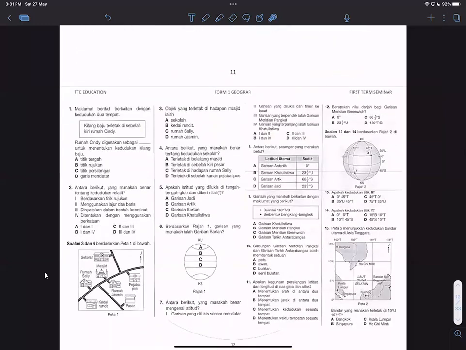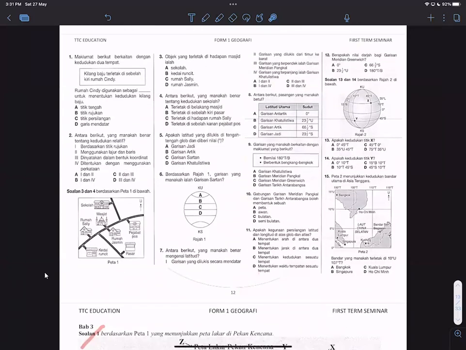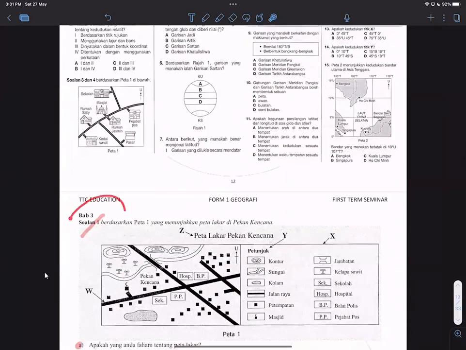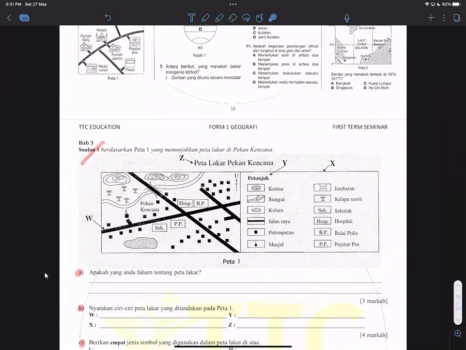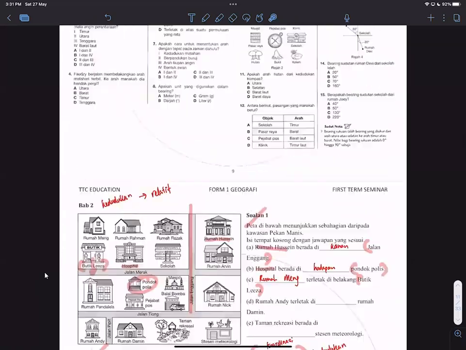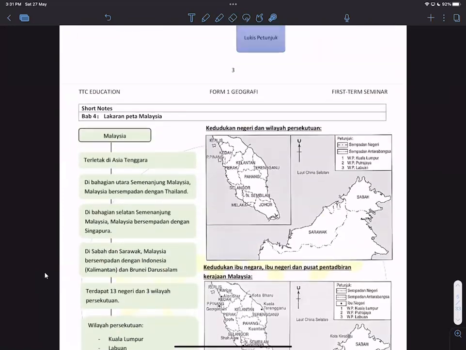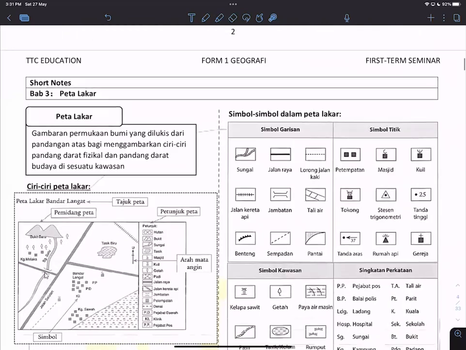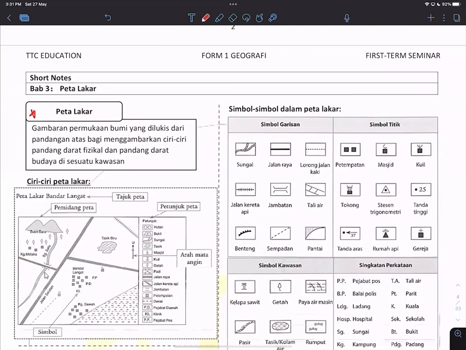So for bab 3, the bab 2 exercise you try on your own. In bab 3 we are learning peta laka. What do we need to be careful of? 5 ciri. Guys, we do some highlighting on bab 3, so scroll all the way up to bab 3. First one, put a star.